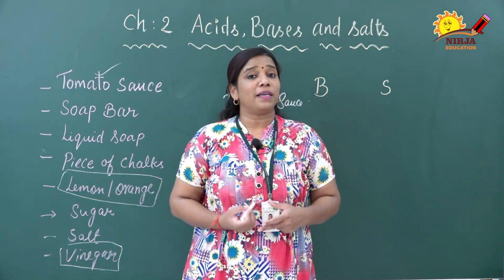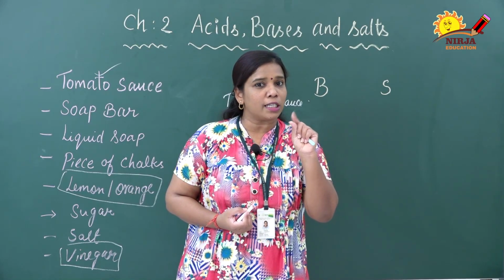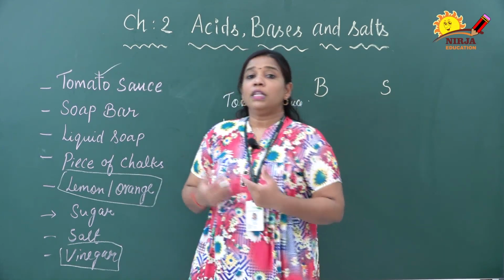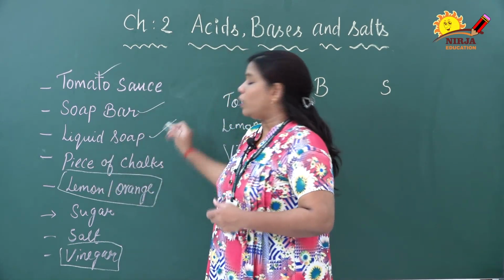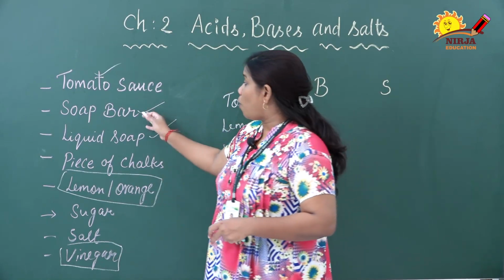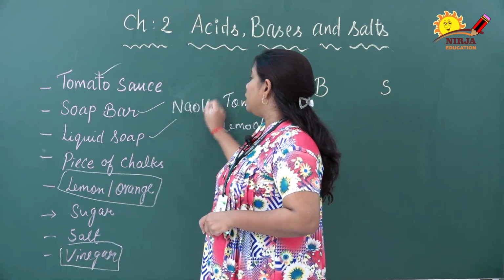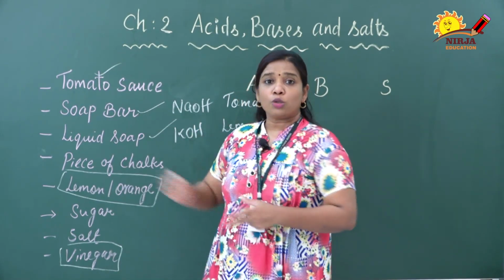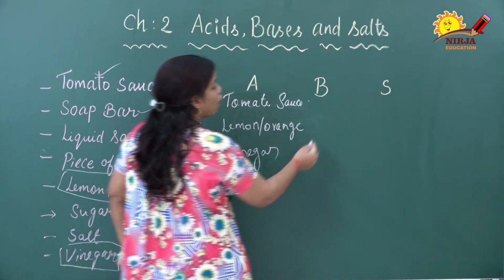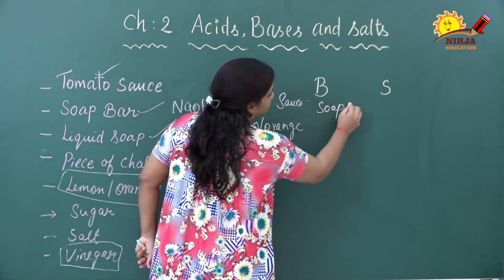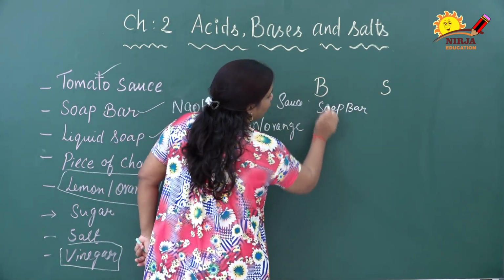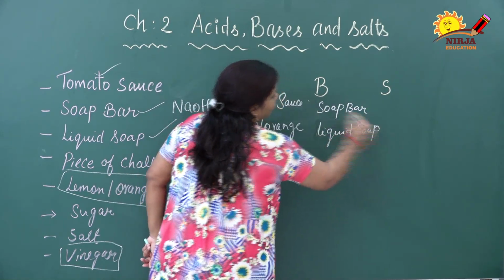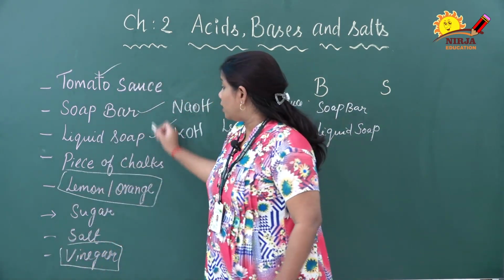As we all know, bases are soapy to touch. When we touch it, it is a slippery touch. At the same time it is bitter in taste. We can't taste the substances, but normally the soap bar and liquid soap are made up of base. The soap bar is made up of sodium hydroxide, NaOH. The liquid soap is made up of potassium hydroxide, KOH. So these two, soap bar and liquid soap, I am keeping in the category of bases.